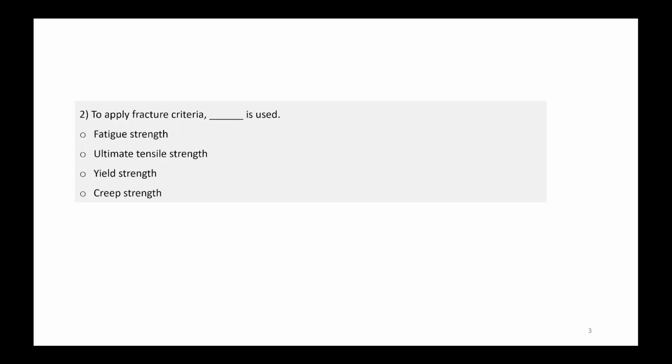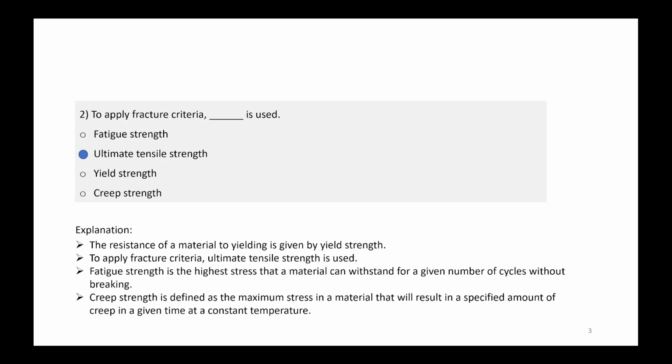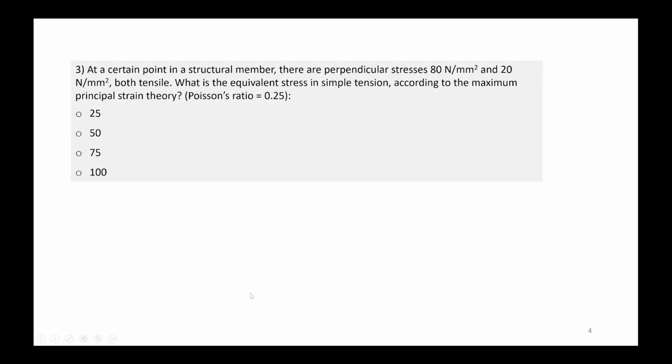Second question is: to apply fracture criteria, blank is used. Your options are fracture strength, ultimate tensile strength, yield strength, or creep strength. So in fracture criteria, ultimate tensile strength is used. And the resistance of material to yielding is given by yield strength. In fracture criteria we use UTS, fatigue strength is used for cyclically loaded parts, and creep strength is when we provide some temperature to the material as well.